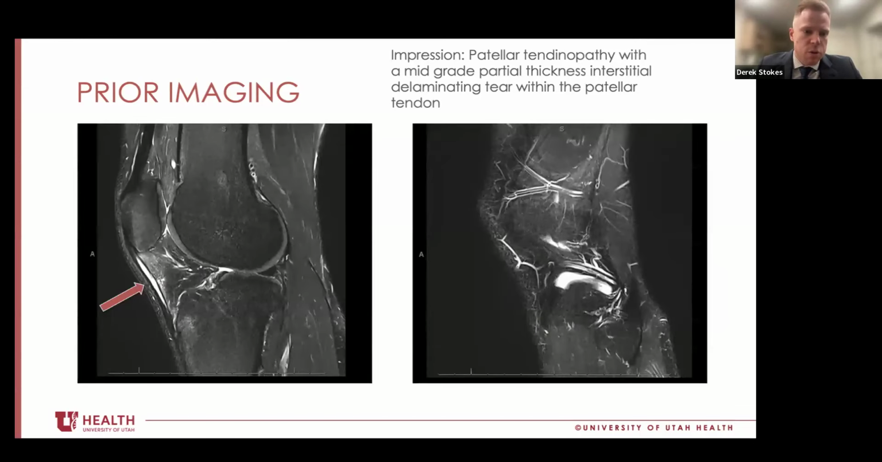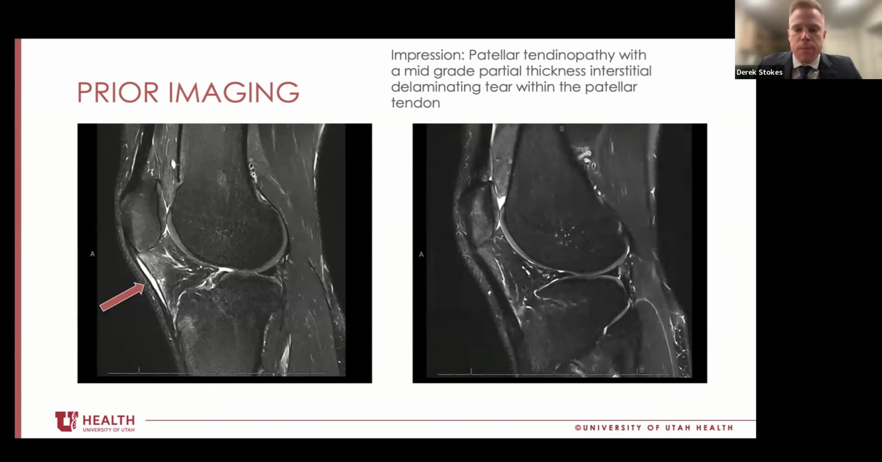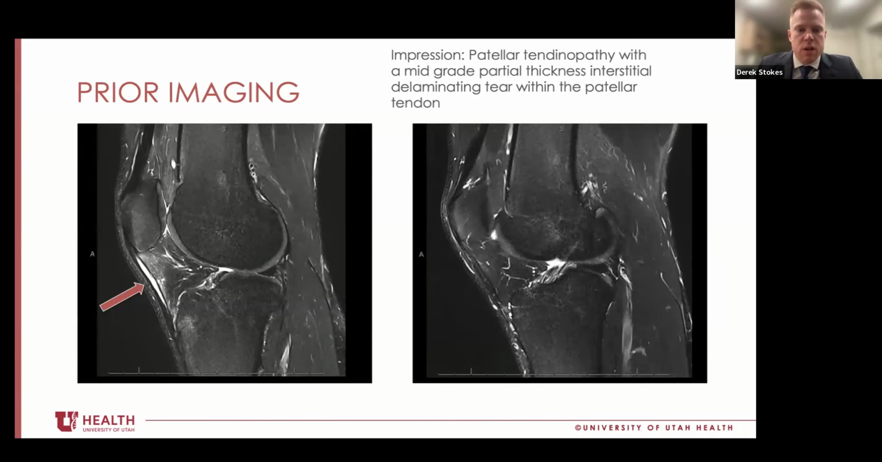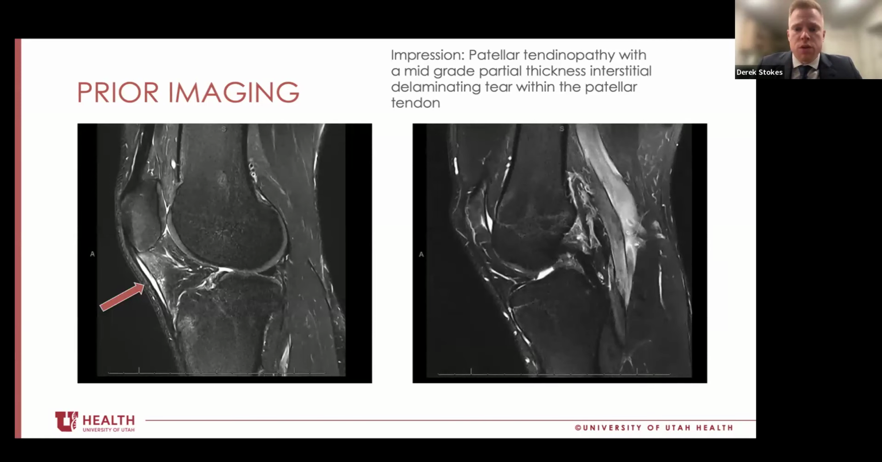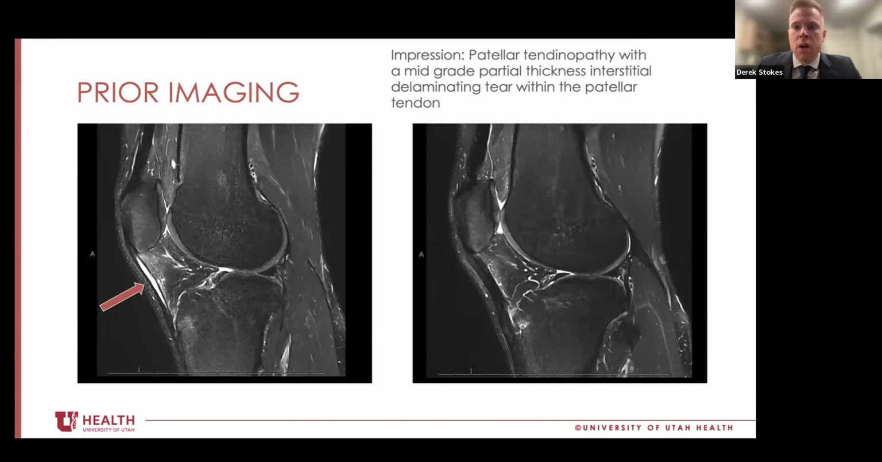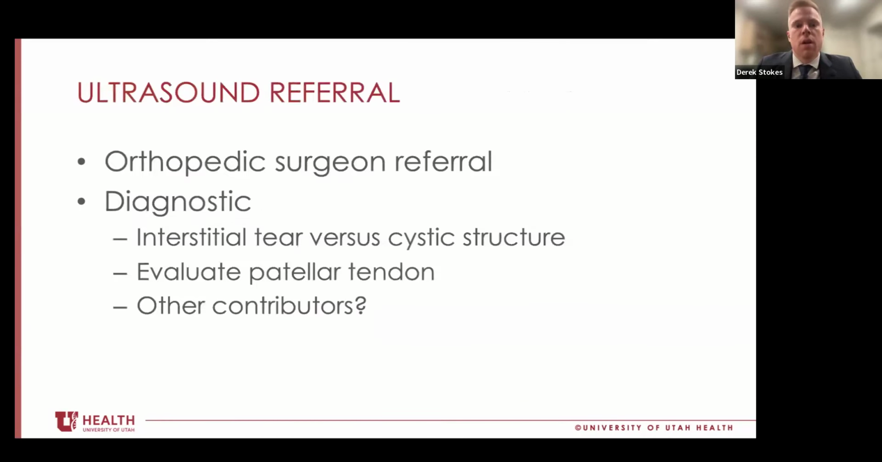Switching to the sagittal view, we can again see just how much of the tendon is involved in this process as well. And we'll scroll through here from lateral to medial. The impression for this specific portion of the MRI was patellar tendinopathy with a mid-grade partial thickness interstitial delaminating tear within the patellar tendon. So at this point, you might be asking yourself, why are we doing an ultrasound evaluation if we already have the MRI and we have this information?